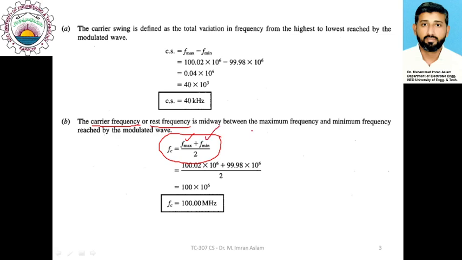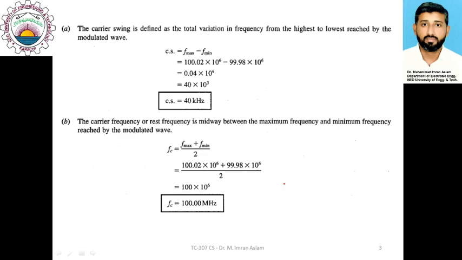So the carrier frequency should be exactly between the maximum and minimum frequency, or in other words, the carrier frequency should be the mathematical mean or average of the maximum and minimum frequency. Therefore we can calculate the carrier frequency by summing the two frequencies and dividing by 2. If we sum them together and divide by 2, the carrier frequency comes out to be 100 megahertz.